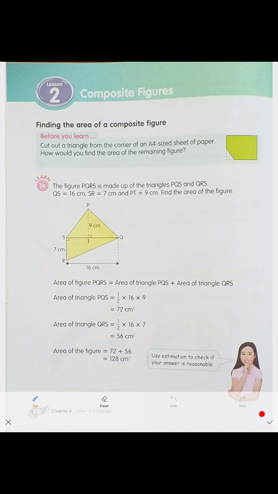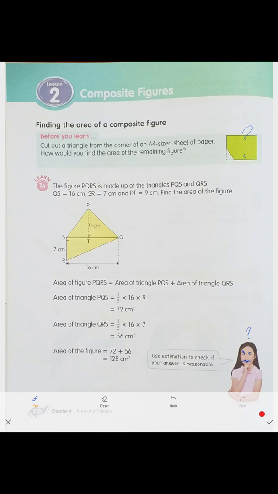Okay, lesson 2, composite figures. As we discussed before, composite figures are composed of many simple figures. So before you learn, if you cut a triangle from the corner of an A4 size sheet of paper, how would you find the area of the remaining figure? Think about it. This girl is thinking, she doesn't know what to do.